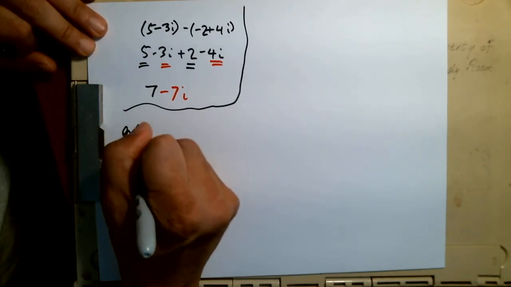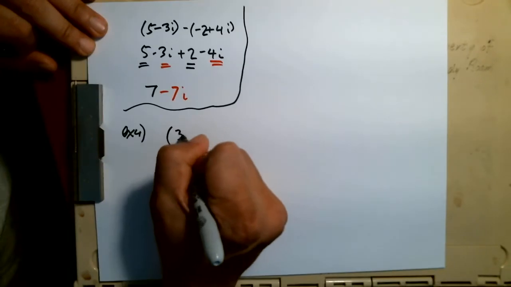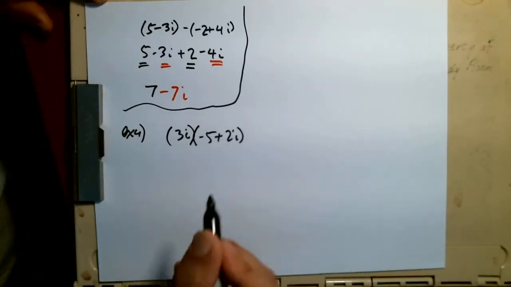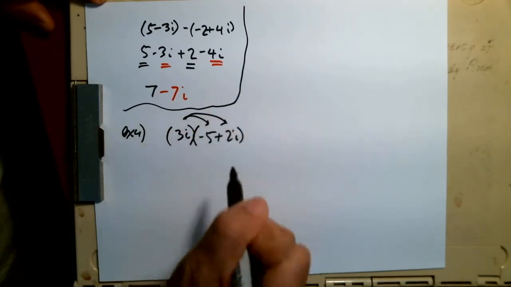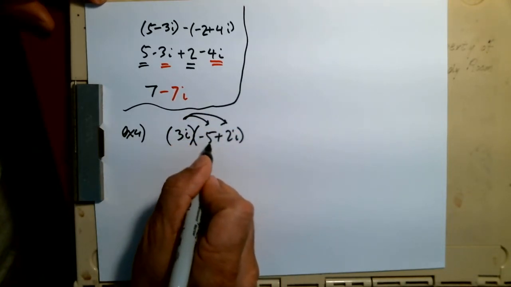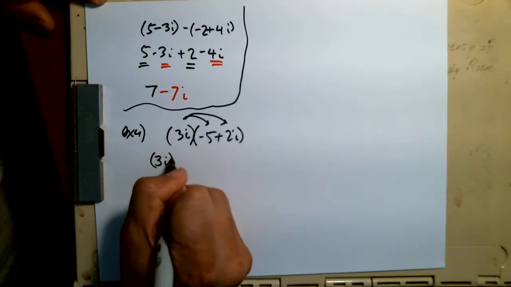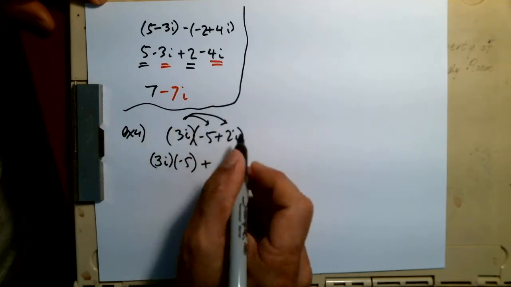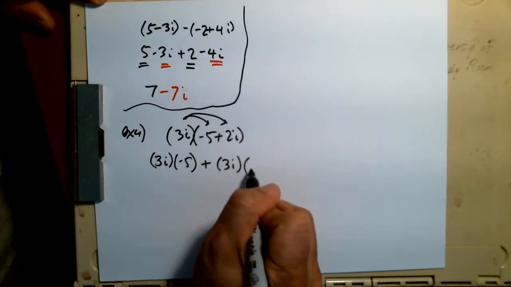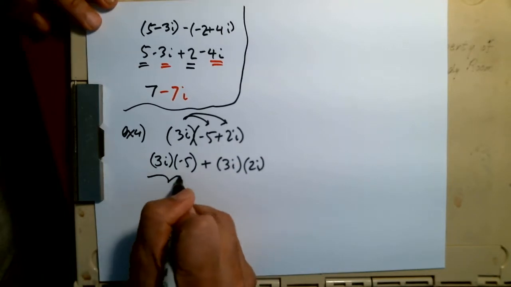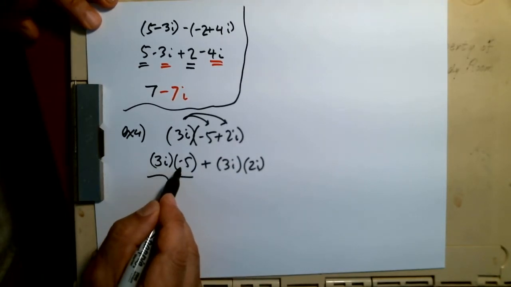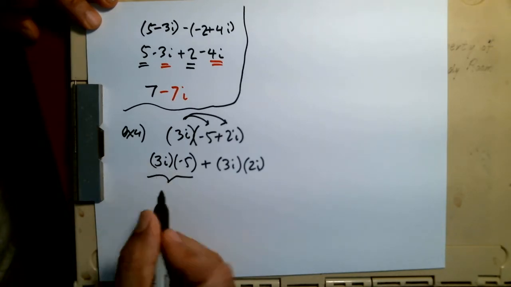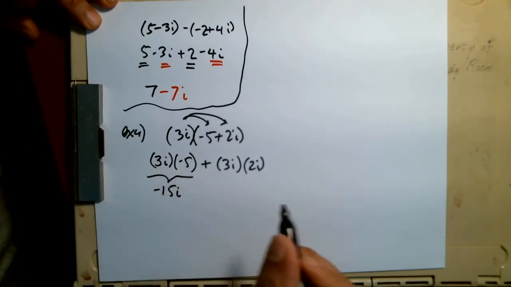Here's example number 4. You have 3i times parentheses negative 5 plus 2i. So what we're going to do is distribute this out. 3i times negative 5, plus 3i times 2i. Let's do the first term. 3i times negative 5. We just multiply the negative 5 and the 3, the coefficients, first. You end up with negative 15i.